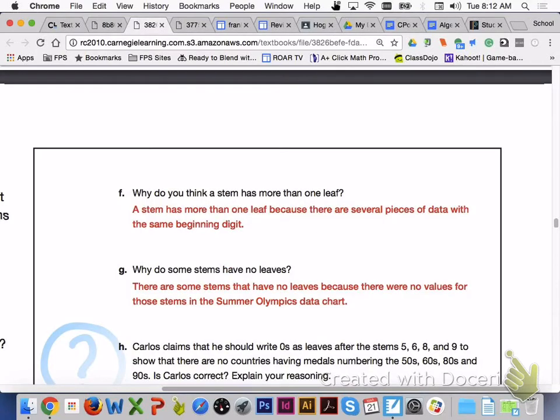For letter F, a stem has more than one leaf because there are several pieces of data with that same beginning digit. And for letter G, there are some stems that have no leaves because there were no values for those stems in the Summer Olympics data chart.